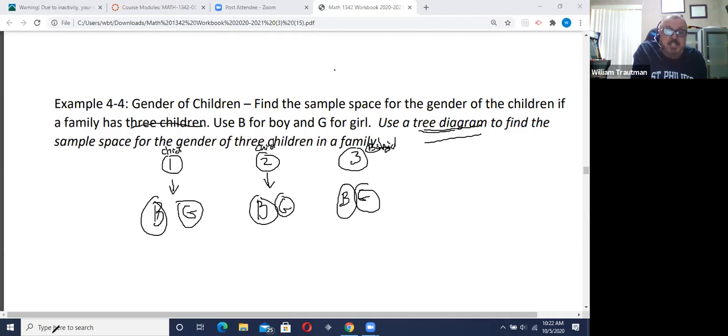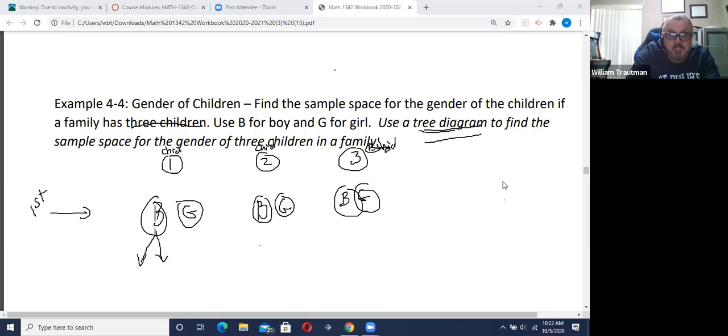Okay, so I'm going to erase this for a second. Sorry, not that. If the first child is a boy, what could the second child be? I'm going to put here first child this way also. So let's just say I had a boy on the first child. What could the second child be? I'm running out of room. Let me see if I can scroll this up a little bit.